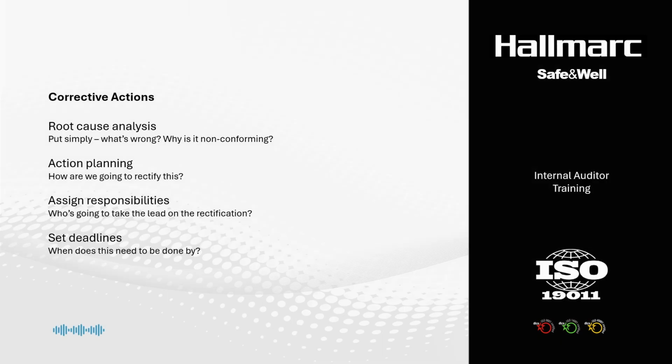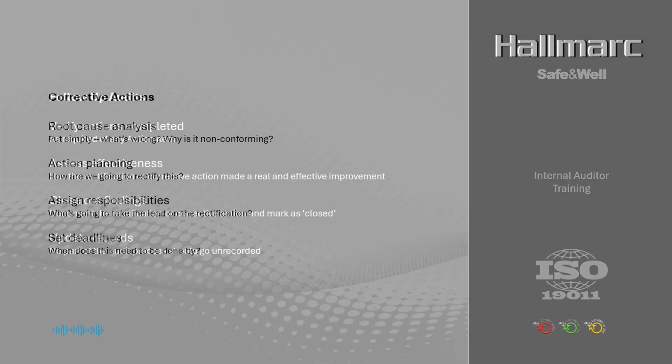Regarding corrective actions. What's the root cause? Put simply, what's wrong? Why is it non-conforming? The action plan. How are we going to rectify this? Then assign responsibilities. Who's going to take the lead regarding the rectification? And set deadlines. When does this need to be done by?